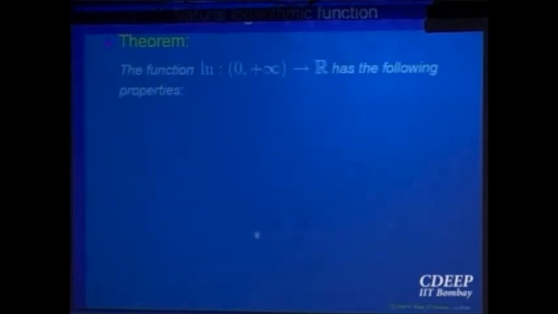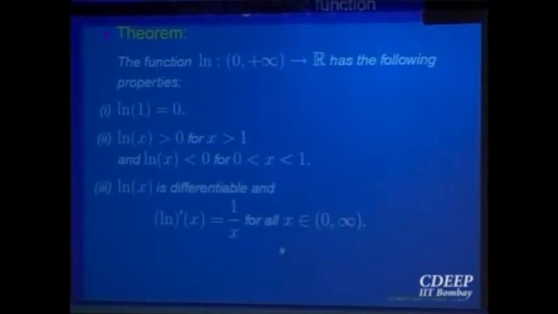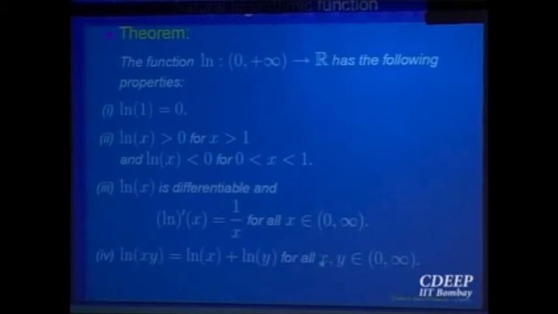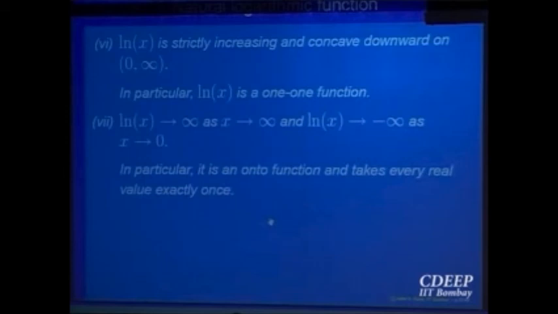So let us prove the various properties. Ln of 1 is 0. It is bigger than 0 for x bigger than 1, less than 0 for x less than 1. Its derivative is 1 over x. Ln of xy is equal to the sum. The usual properties for any rational power, the power comes out. It is a strictly increasing concave downward function on 0 to infinity. In particular, it is a 1-1 function. It goes to infinity, and all those properties that we know of. So the whole of differential calculus is now going to come here, you will see. All of differential calculus comes in proving this theorem. Let us just go through a proof of this.